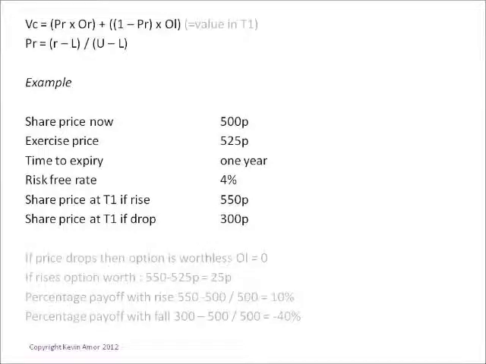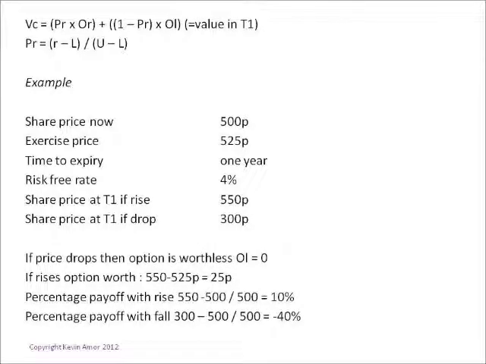So let's first of all look at the payouts. Remember this is a call option, it's an option to buy. If the price drops, the share price will be worth 300 pence. You can buy it for £5.25, therefore you won't opt. Why buy it for 5.25 to sell for 300? So the payout if it drops, OL, is 0. If the share price goes up to 5.50, the option is worth 25 pence because you can now exercise for £5.25, sell for £5.50 and make 25 pence.